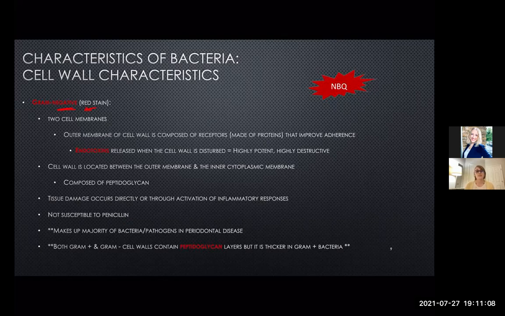Now, both gram-positive and negative cell walls contain peptidoglycan, but it is thicker in the gram-positive bacteria. So, just think that the gram-negative, remember, if you're negative, you're in the red, has 2 cell membranes, which makes it more difficult to get through than the gram-positive that only has 1 cell membrane.